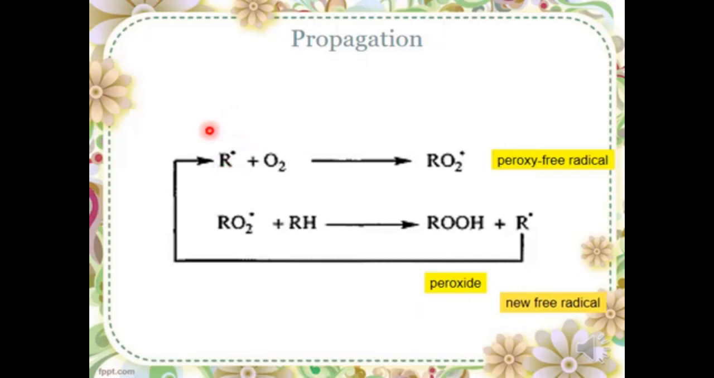During the initiation process, a free radical is formed, and that free radical will combine with oxygen from the surrounding, forming a peroxy free radical. This peroxy free radical will abstract hydrogen from another unsaturated fatty acid to form a peroxide and a new free radical, and this will continue as a chain reaction, forming another free radical and so on.